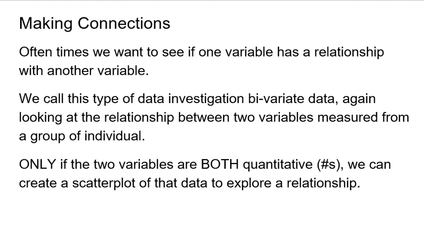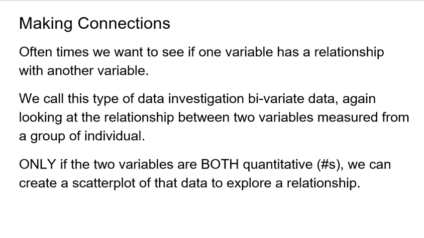Now, what about making connections? Oftentimes we want to see whether one variable has a relationship with another variable. Does your eye color have any relationship with your favorite flavor of ice cream? Or does your favorite flavor of ice cream have any relationship with your height? It would seem kind of weird, but you could try to look for connections between anything. We call this type of data investigation bivariate data. Bi meaning two. We're looking at the relationship between two variables measured from a group or an individual.